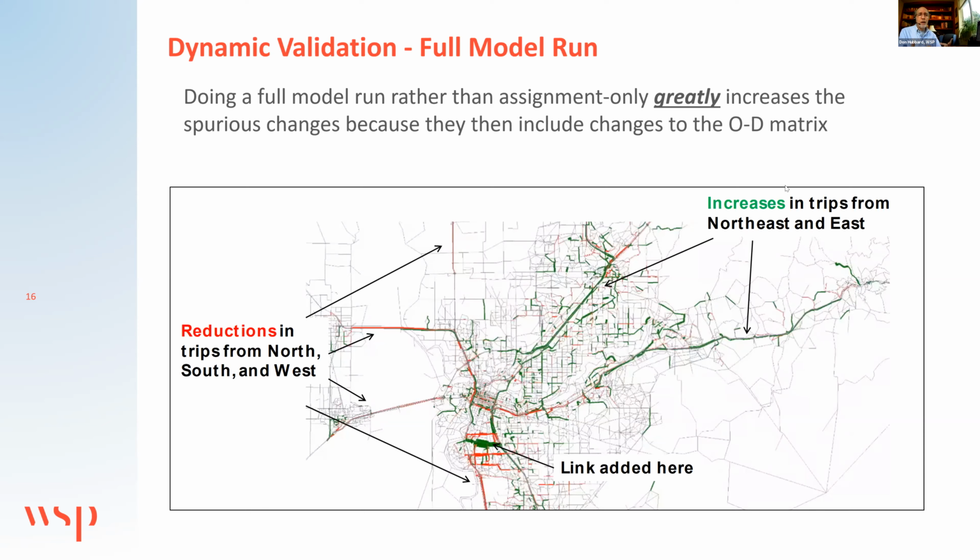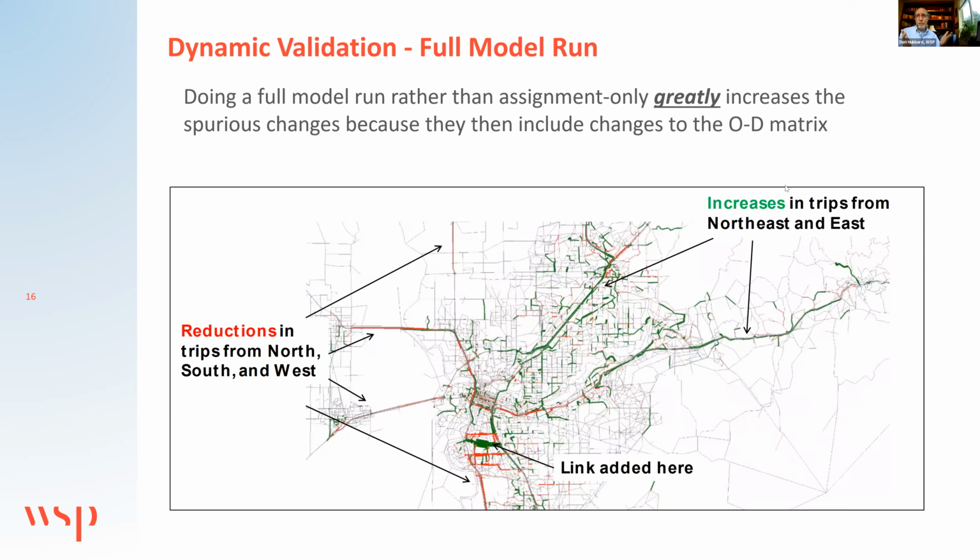Now, if you ran the model many, many times, then the results of those random changes would probably cancel each other out. But this model does have a relatively long runtime. Running the model 100 times to cancel it out is probably not very practical.